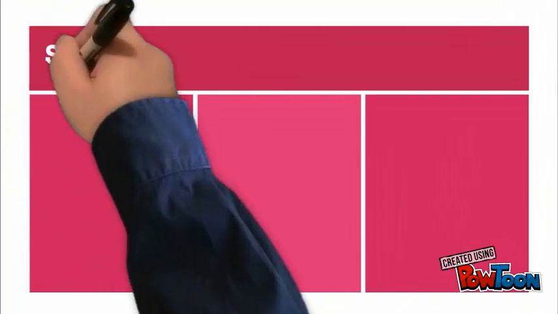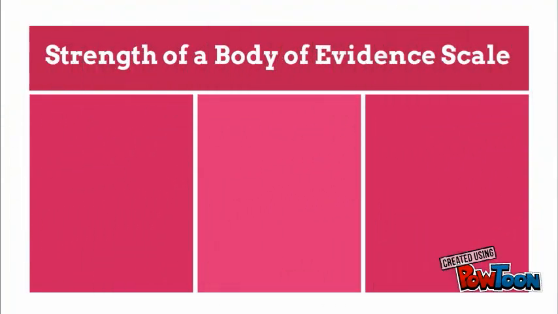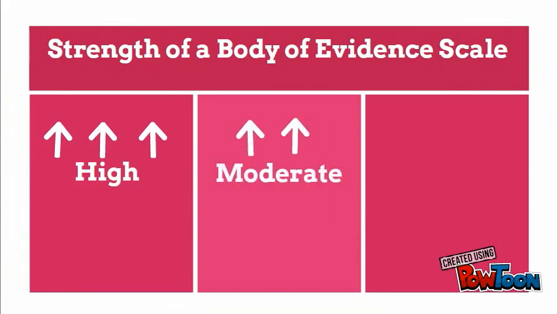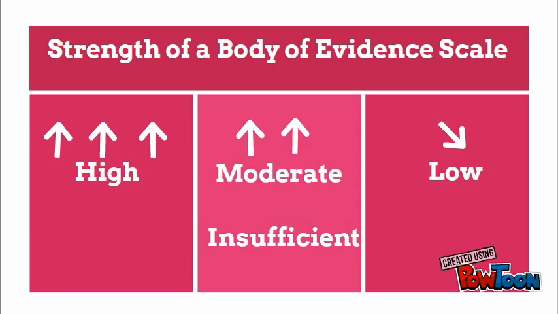There are several ways the strength of a body of evidence can be evaluated, but here's one example. High refers to consistent results from good quality studies, and further research is very unlikely to change the conclusions. Moderate, findings are supported, but further research could change the conclusions. Low, there are very few studies or existing studies are flawed. And insufficient, the research is either unavailable or does not permit estimation of a treatment effect.